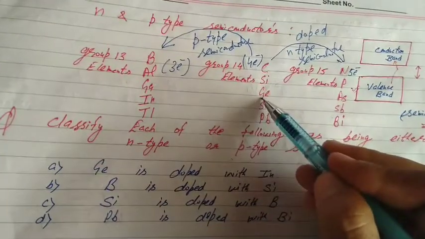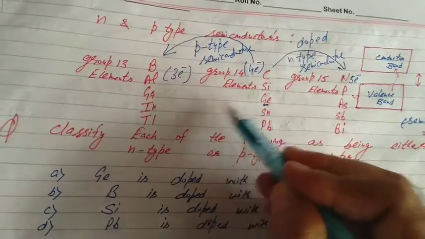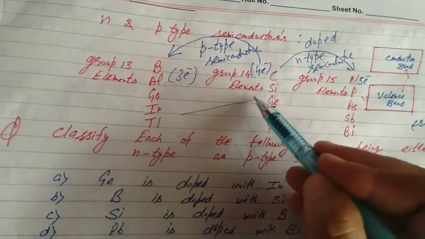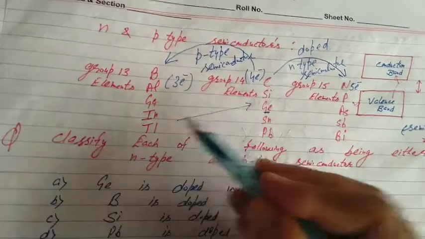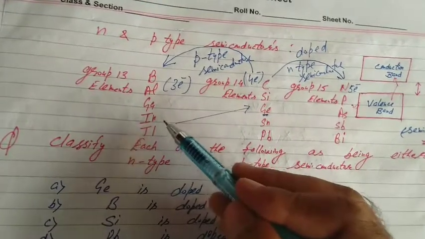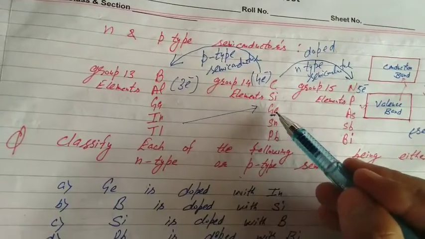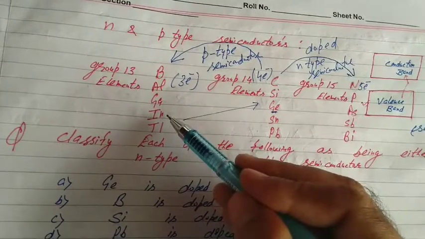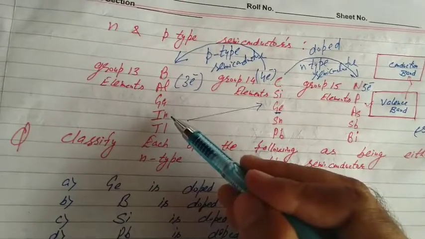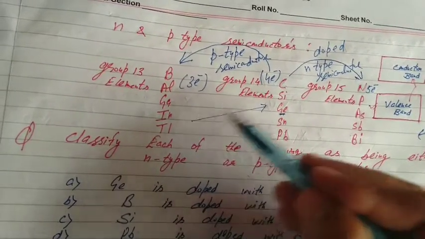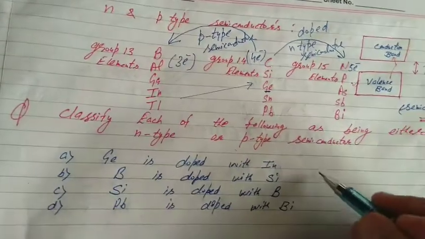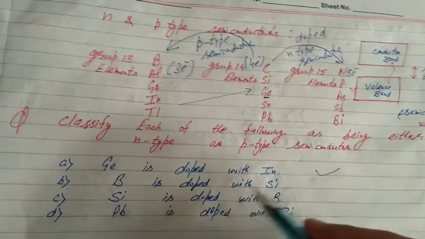Friends, germanium is doped with which element? Indium. Germanium is doped with indium. It has 4 valence electrons and indium has 3. It is a group 13 element. It means it becomes electron deficient. It becomes P-type semiconductor.